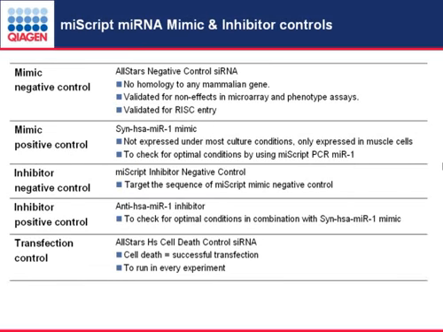And for both miScript microRNA mimic and inhibitors, QIAGEN offers a variety of controls, including mimic negative controls, mimic positive controls, inhibitor negative and positive controls, and transfection controls. And we really highly recommend using these transfection controls in every experiment.